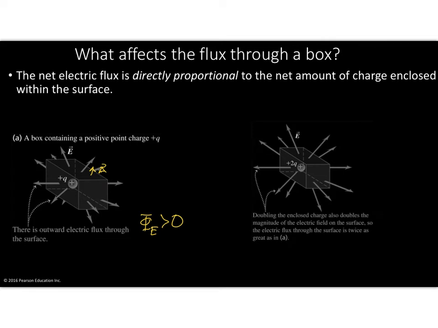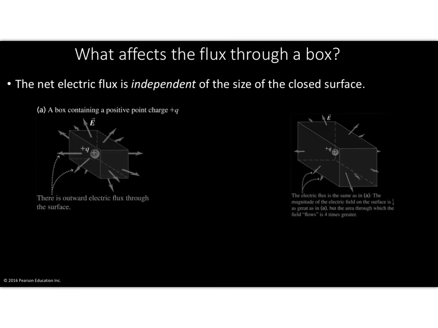If we double the charge, we get a larger electric field, so we're going to get a larger electric flux, but it's still going to be bigger than 0 because it's passing out through the area. Okay, so again, now we see that for positive charges inside a surface, you get a positive flux, and the flux is proportional to the amount of charge inside. These are all conclusions we're making.